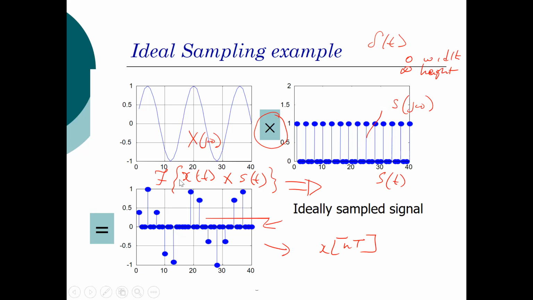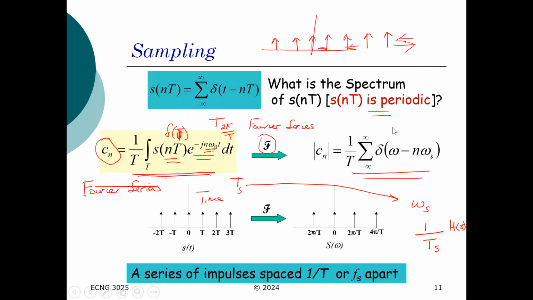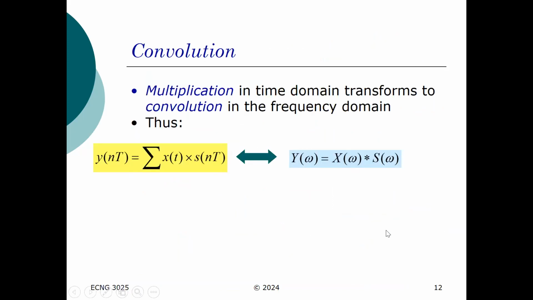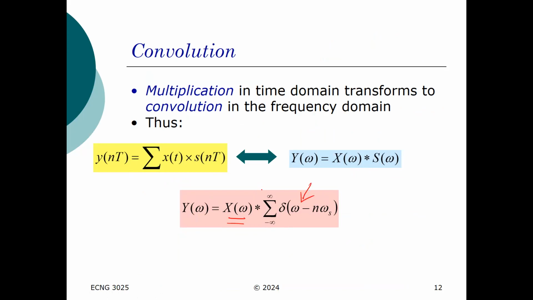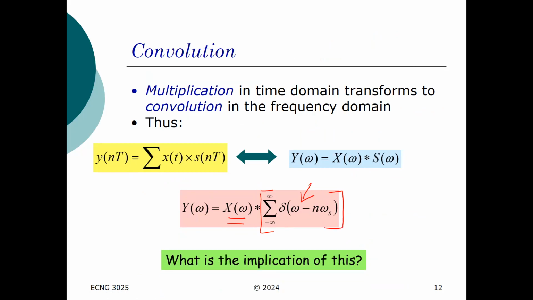So if I multiply x(t) and s(t) in time, in frequency I have to find a convolution of X(omega) and S(omega). S(omega) is this. So I'm finding a convolution of X(omega) and S(omega), which is now a series of impulses in frequency. So what is the implication of that? I will stop here and we're going to look at that tomorrow, please God. This is as good a point to stop as any.